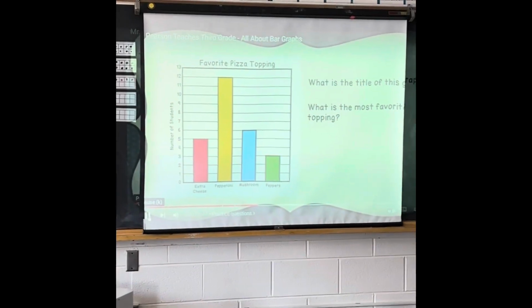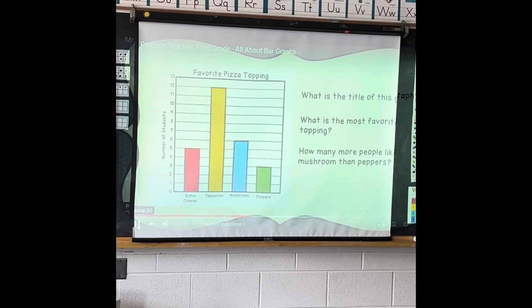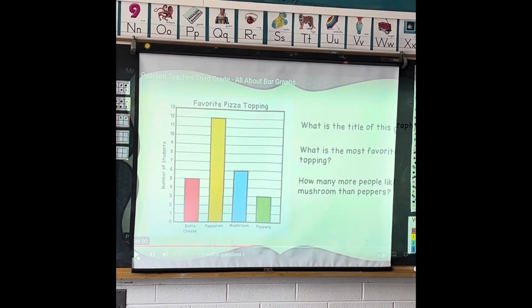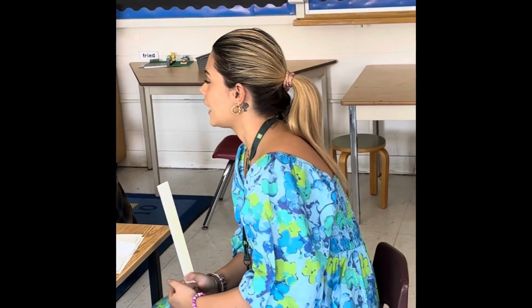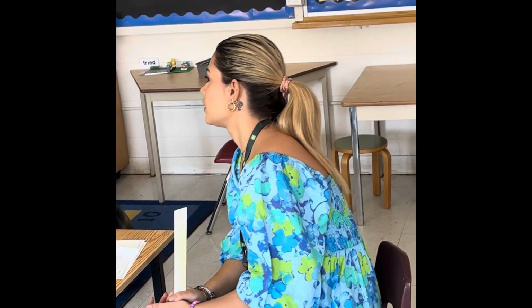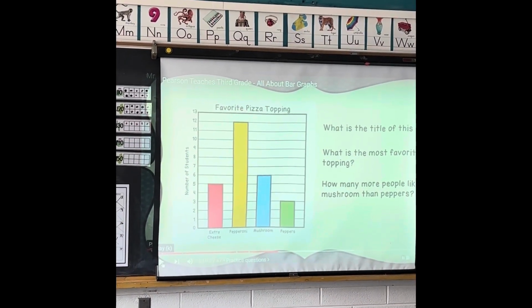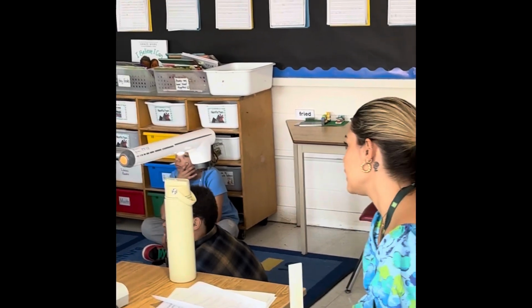On this graph, which topping do students like the most? How many more people like mushrooms than like peppers? Okay, this is a wonderful question. Who can answer this question for me? Hannah. 3. Mushrooms than peppers. Let's see. So in peppers, how many people like peppers? You could just shout out the answer if you know it. 3. And how many people like mushrooms? 6. So we know that 3 plus 3 is? 6. Amazing. Let's keep going.